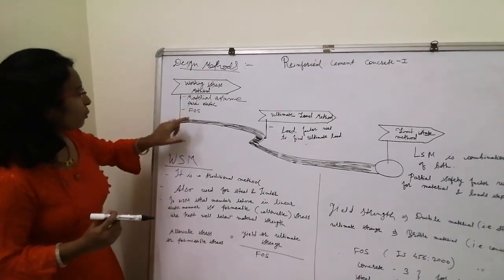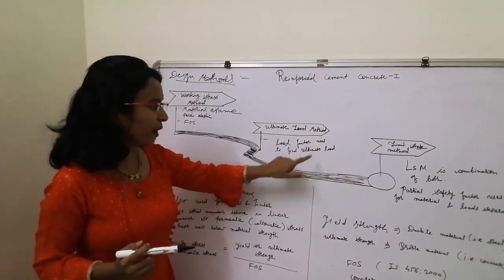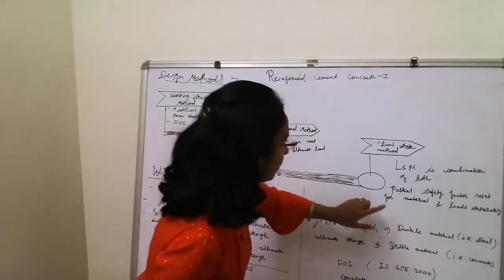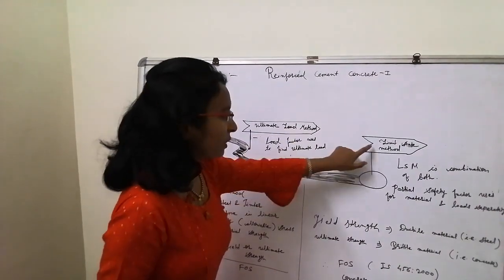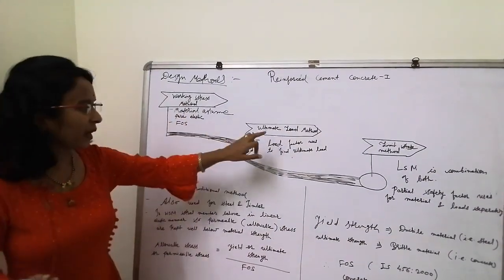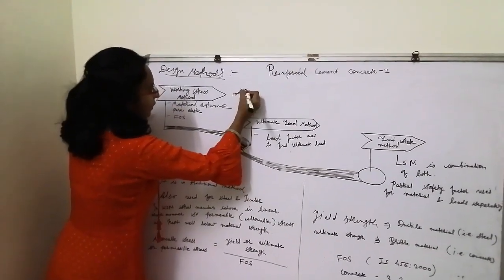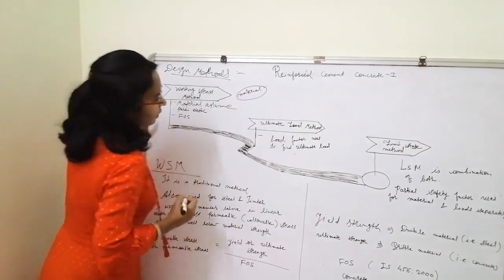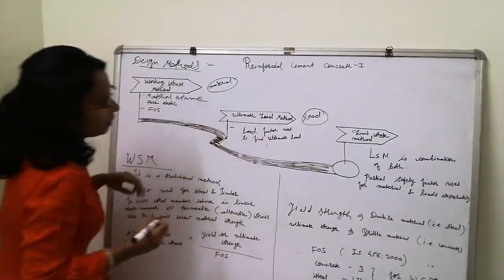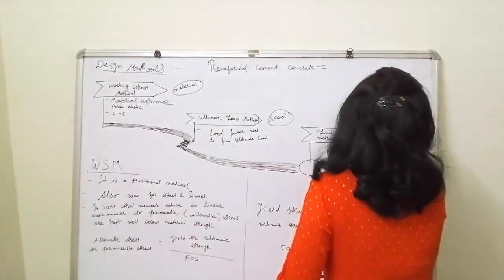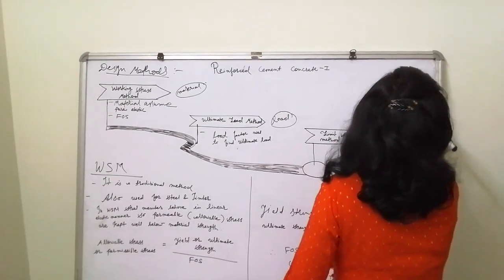In working stress method, material is assumed to be purely elastic. And in ultimate load method, a load factor is used to find the ultimate load. And limit state method is the combination of both, working stress method and ultimate load method. In working stress method, material is the criteria. In ultimate load method, load is the criteria. And in limit state method, material and load is the criteria.